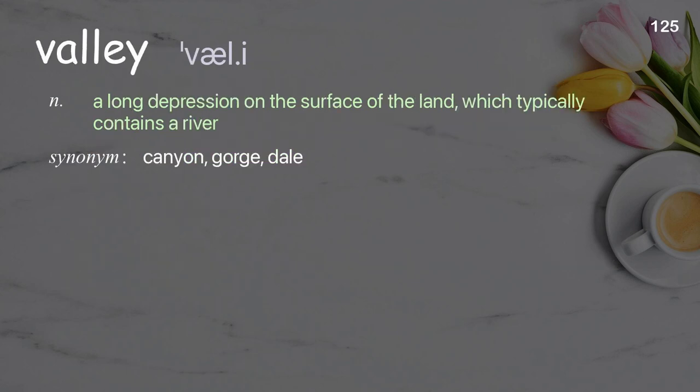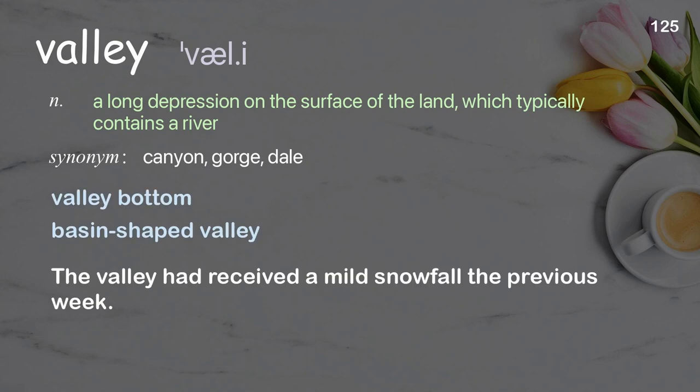Valley. A long depression on the surface of the land, which typically contains a river. Examples. Valley bottom. Basin-shaped valley. The valley had received a mild snowfall the previous week.